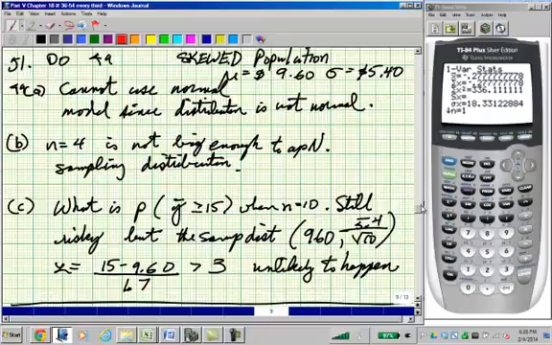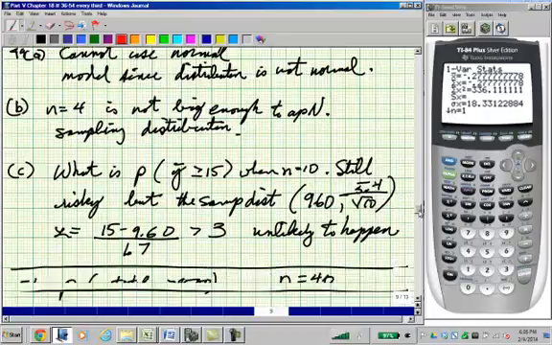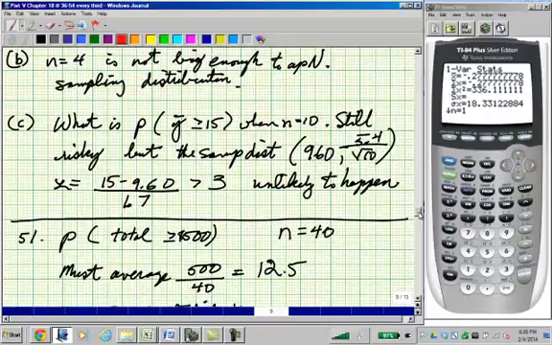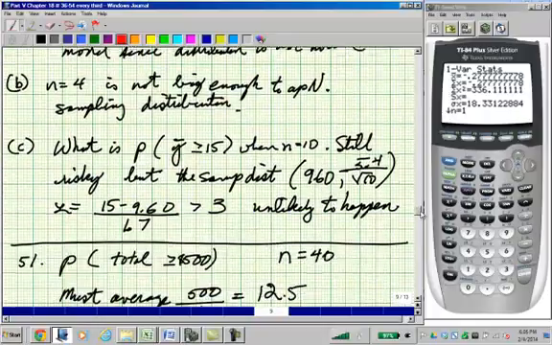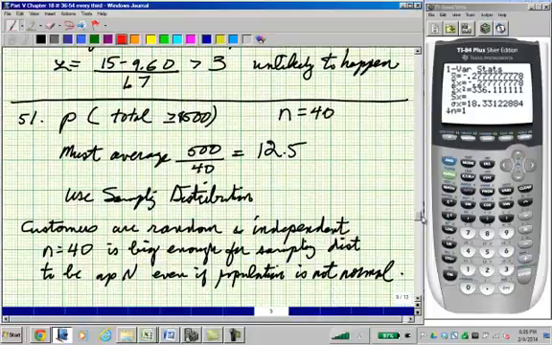What is the probability that y bar is greater than or equal to 15 when n equals 10? Still risky, but the sampling distribution is going to be 9.6 and then 5.4 divided by the square root of 10, with a z-score of 15 minus 9.6 over 1.7, which is greater than 3, so that's unlikely to happen. Okay, so that was 49. So let's look at 51.